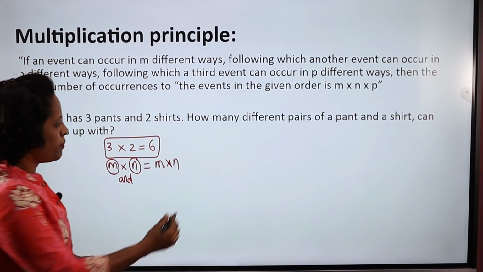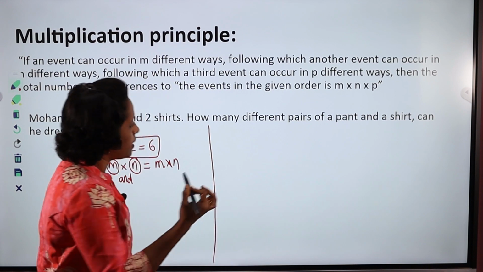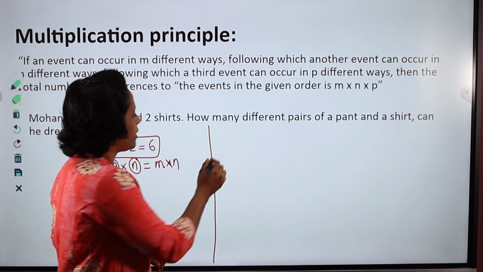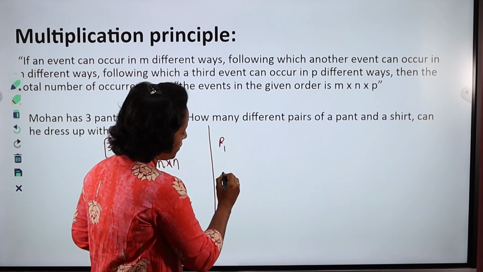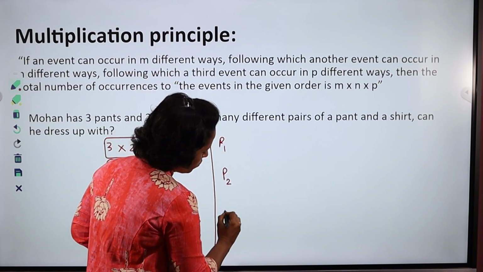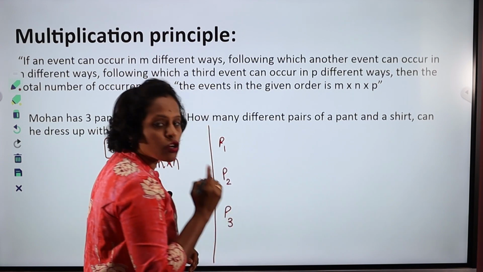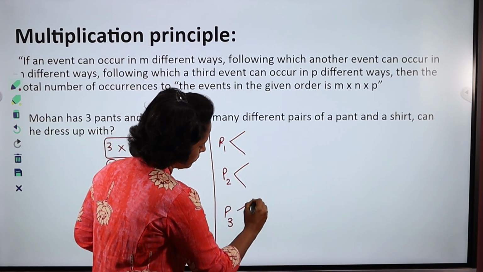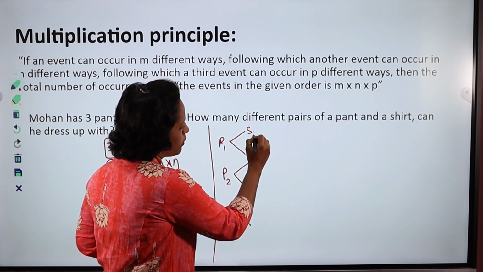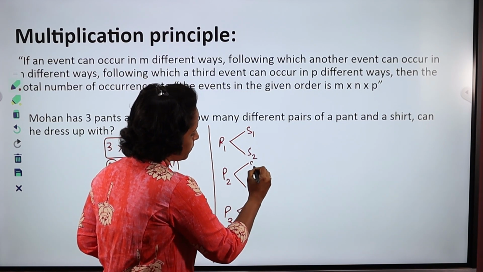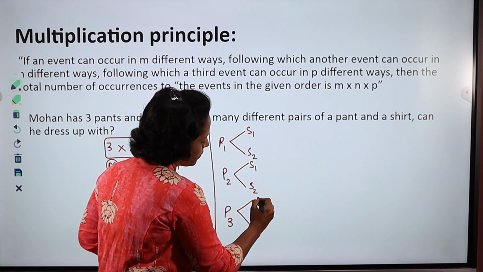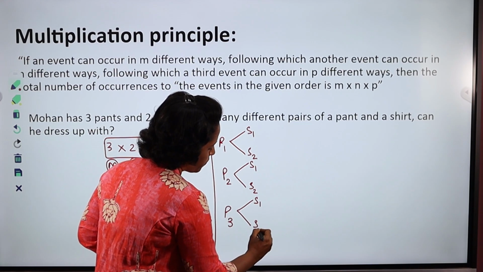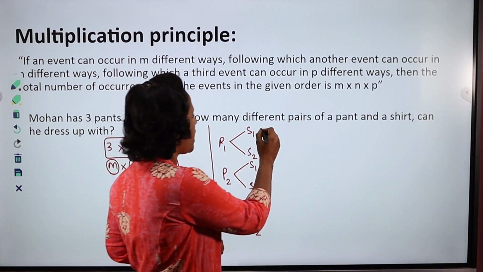Going through the traditional method now. Okay. Now, Mohan has 3 pants, right? So, I'll name those pants as P1, P2 and P3. He's got 2 shirts now. That will be S1, S2 for each pant. So, what are the different arrangements we have?